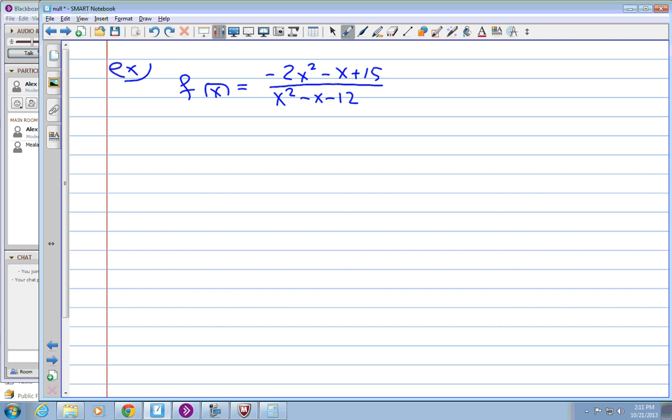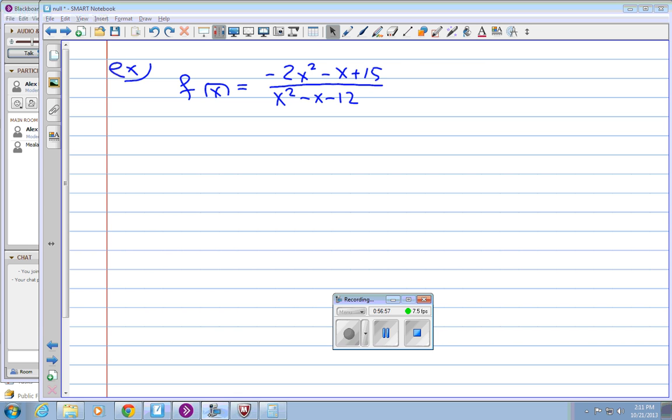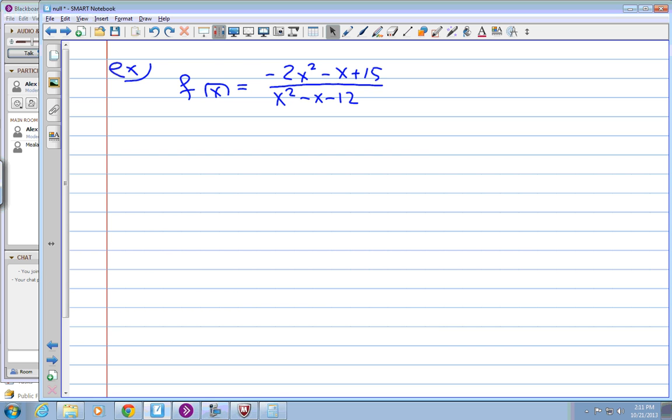It is always a good idea to try and factor first, because if things factor nicely, then the rest of the problem becomes a lot easier. We can actually do some factoring here. And the way you want to do the factoring, if you have a polynomial that starts with a negative, like here, then pull out a negative first. So it's plus x minus 15. Over denominator is really easy to factor, x minus 4, x plus 3.